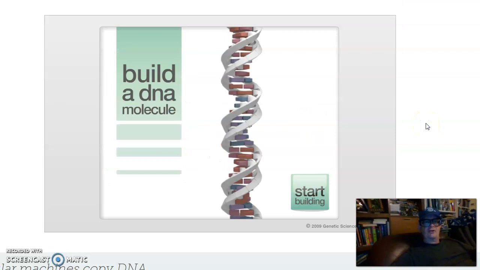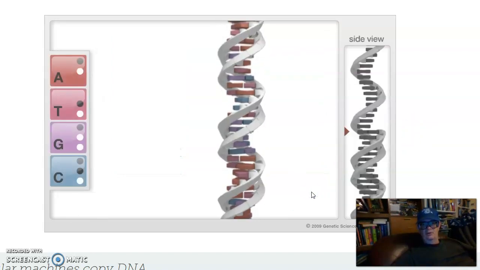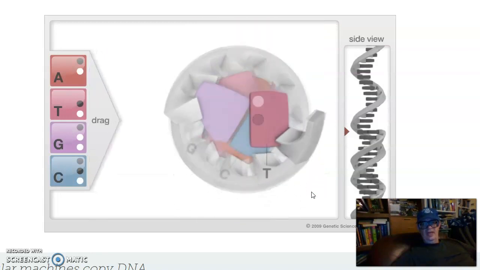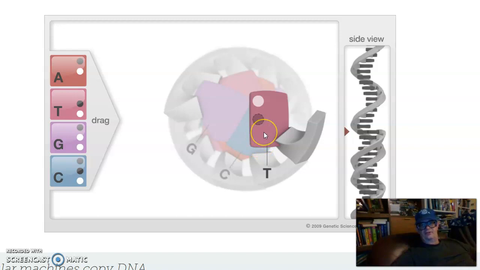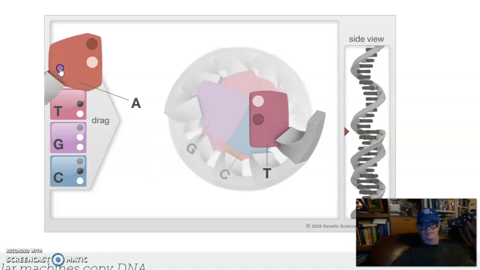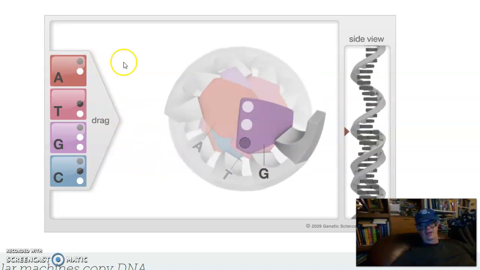So if you follow the link to the University of Utah website, they have a building a DNA molecule simulation. Go ahead and open that. And you'll see that they start by saying there's a thymine on the first strand. So we have to pick what goes on the second strand. And obviously, the two outer ones from alphabetizing. So if we have a thymine, we're going to go with an adenine. And if we have a guanine, we're going to go with a cytosine.